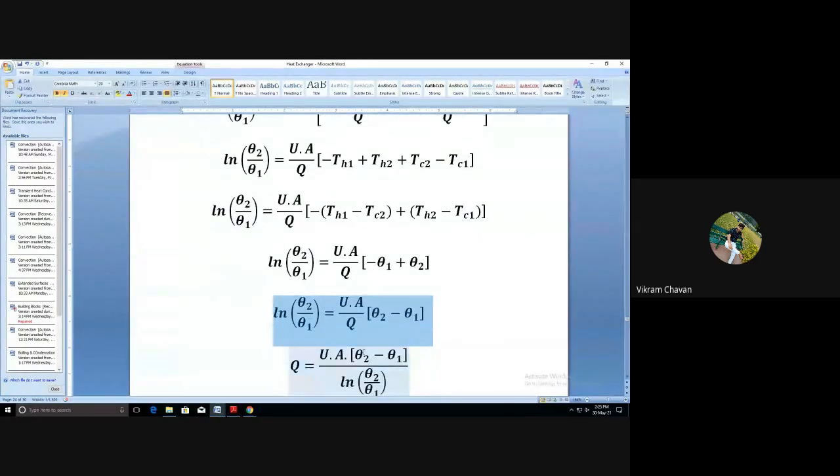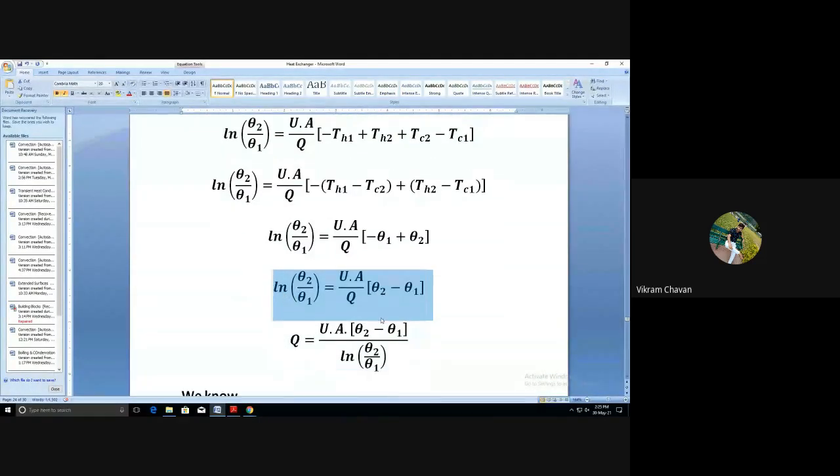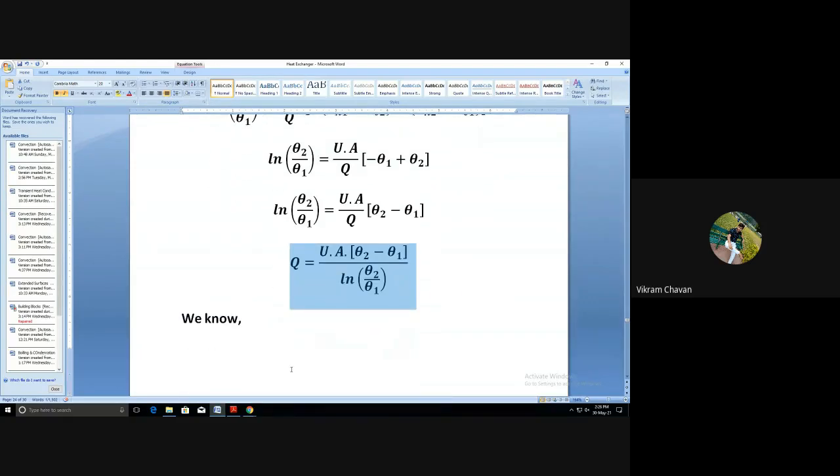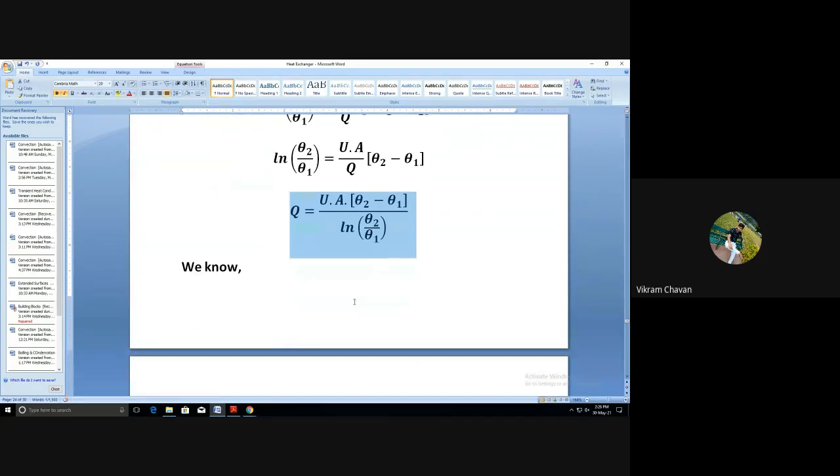Okay, so now transfer this q on this side and the logarithmic term on this side. So we will get q is equal to u multiplied by a multiplied by theta 2 minus theta 1 divided by ln of theta 2 divided by theta 1. And we know what is meant by q? Q is equal to u multiplied by a multiplied by theta m. So u and a terms are there, so theta m is nothing but theta 2 minus theta 1 divided by ln of theta 2 divided by theta 1.